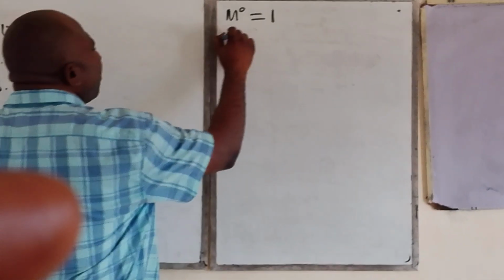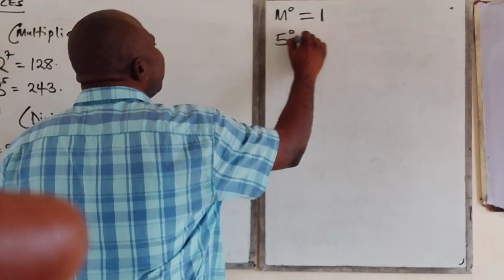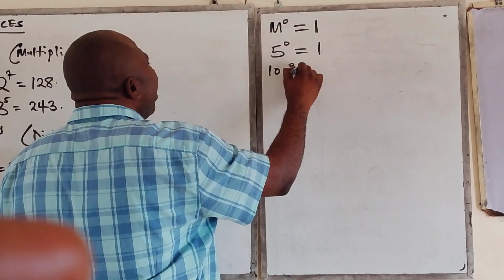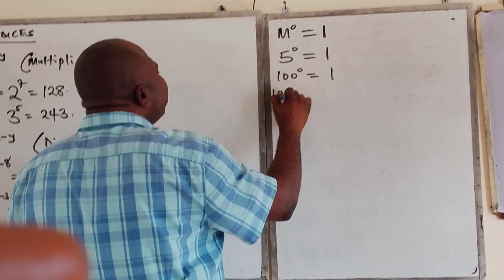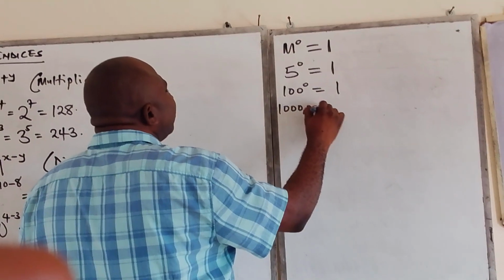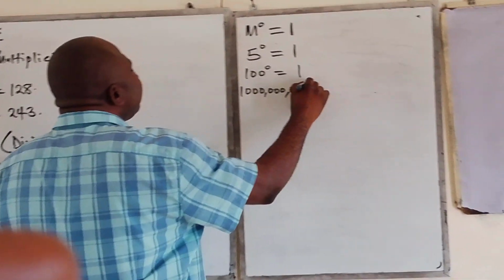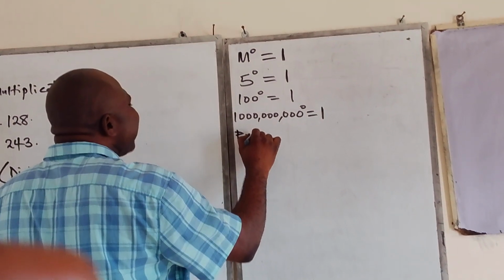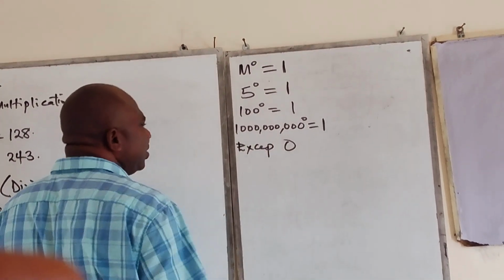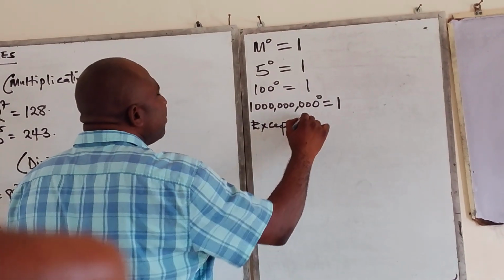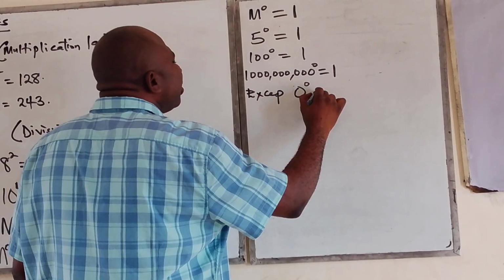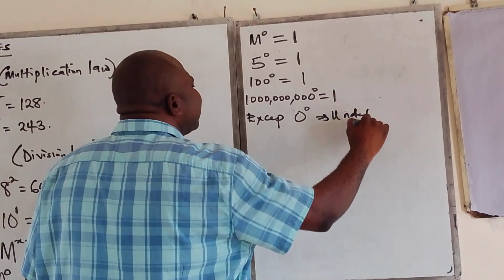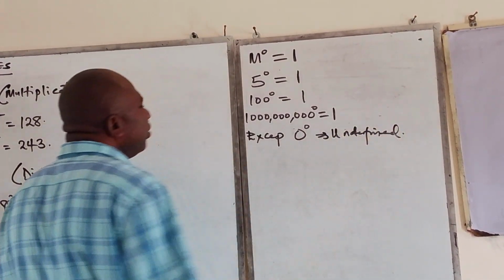So when you have 5 raised to the power of 0, 5 power 0 is 1. 100 raised to the power of 0 is 1. 1 billion raised to the power of 0 is equal to 1. Except 0, because 0 raised to the power of 0 is undefined.